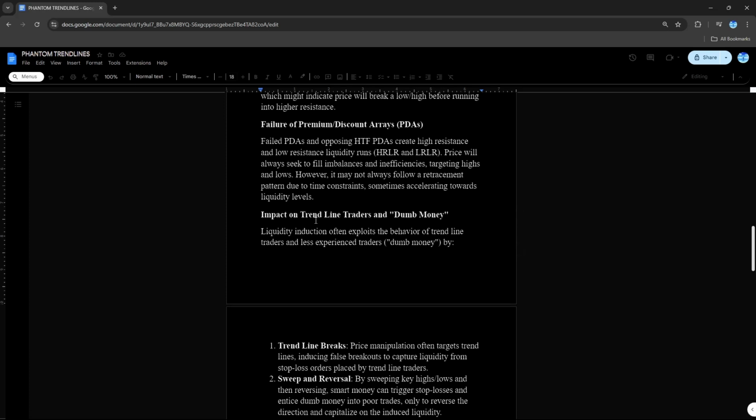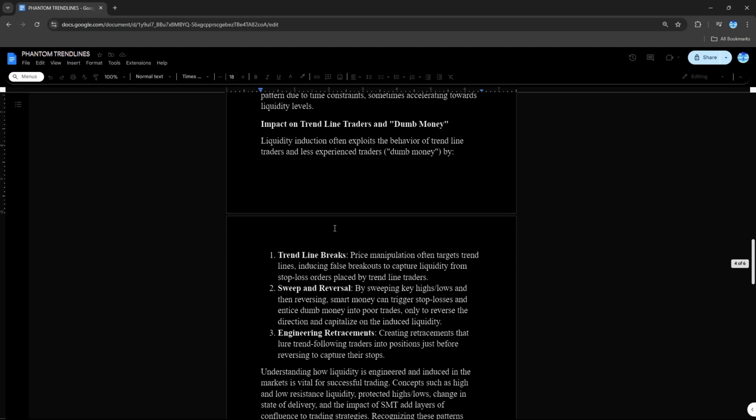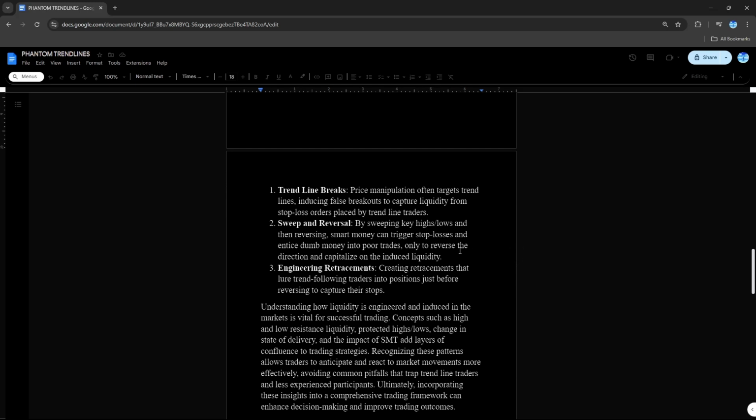This liquidity induction from trendline traders often exploits behavior because it's simply dumb, right? Price manipulations often target trend lines, indicating false breakouts to capture liquidity from the stop loss orders placed by trendline traders. Right, sweeping key highs and lows, then reversing. Smart money will trigger the stop losses, and dumb money will just enter in a poor trade, whether it's a pattern trader or no matter what it is, right?